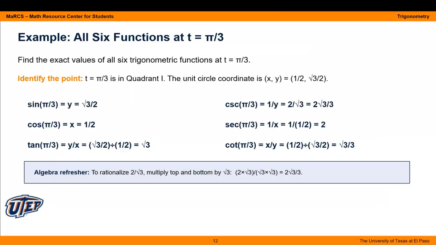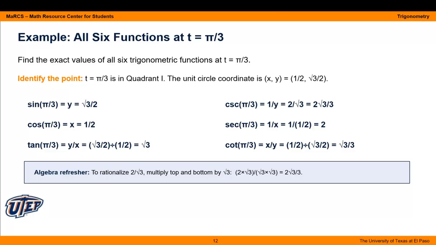Now let's apply the definitions. At t equals pi over 3, the point on the unit circle is 1/2, comma, square root of 3 over 2. So immediately, cosine of pi over 3 is equal to 1/2, and sine of pi over 3 is square root of 3 over 2. Then tangent of pi over 3 is equal to y over x, which is the same thing as square root of 3 divided by 2 divided by 1/2, which is equal to square root of 3.